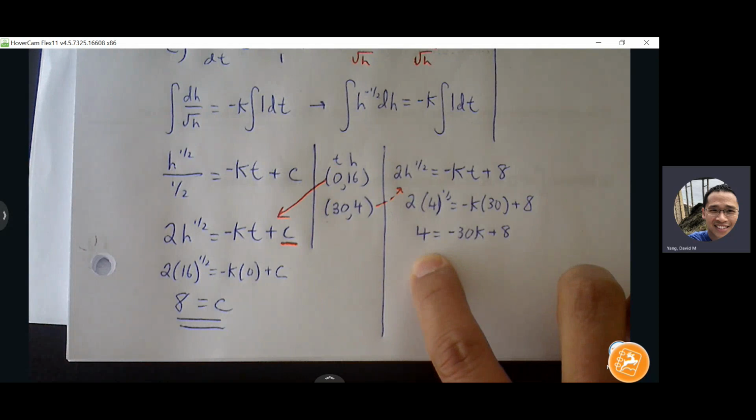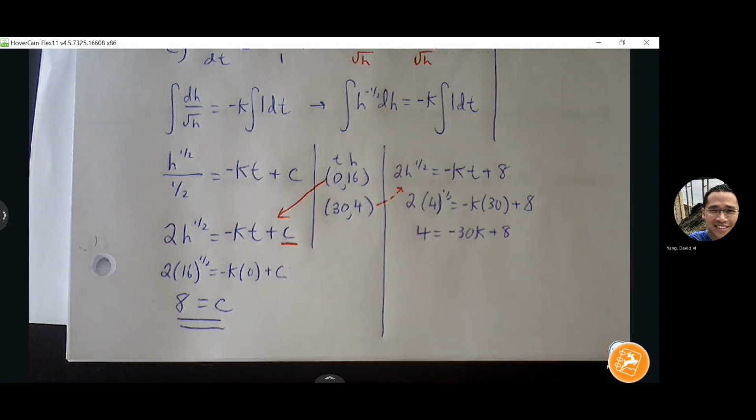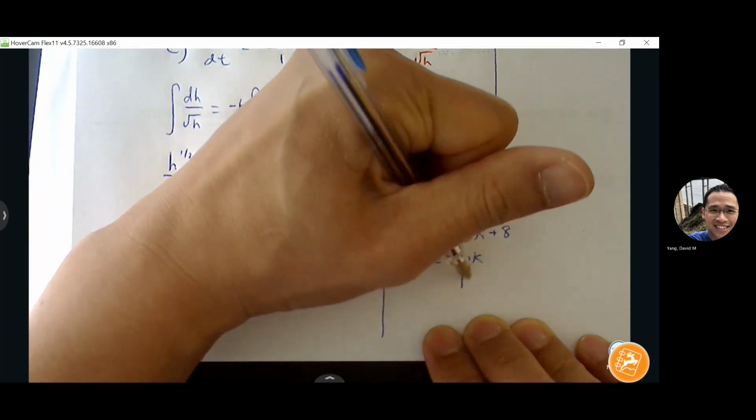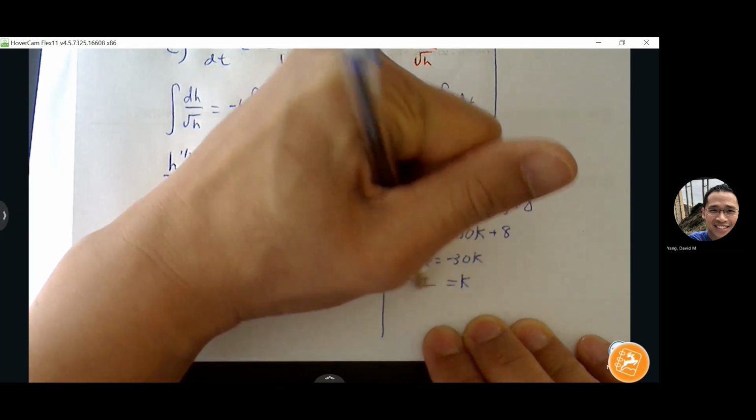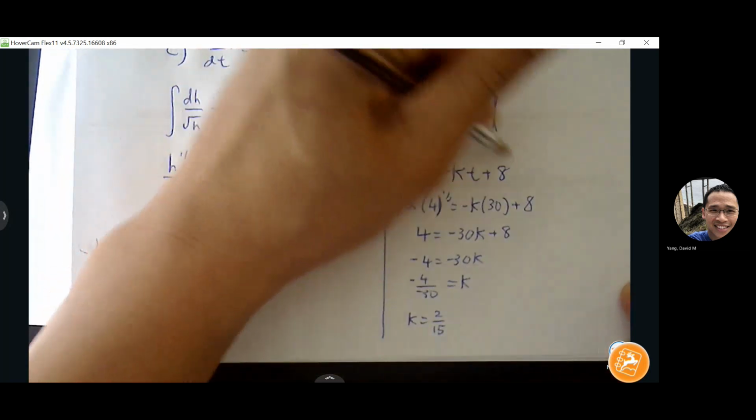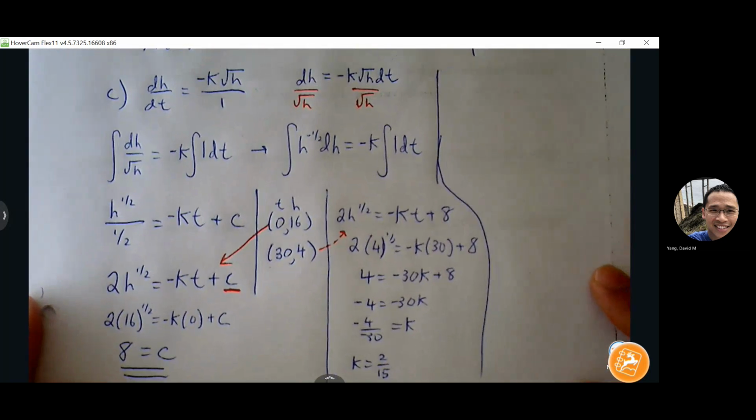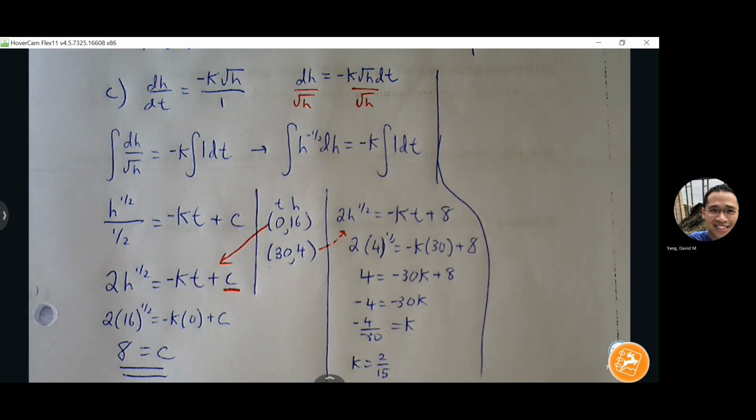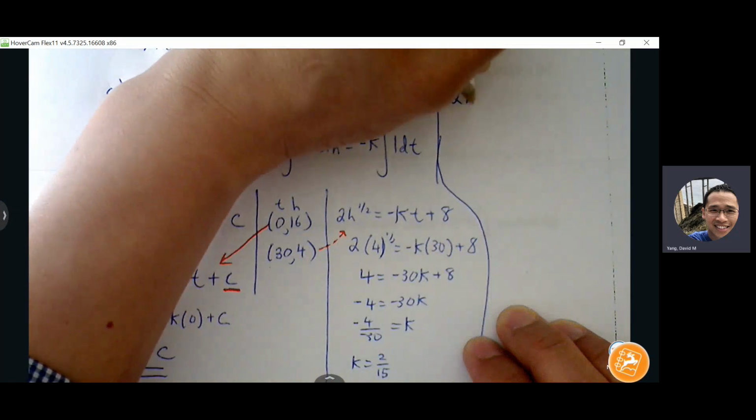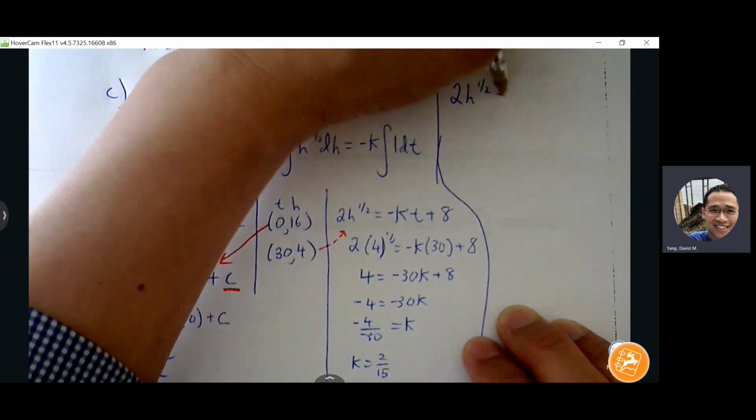Subtract 8 from both sides. Divide by 30. So we have our K value. Let's go back to where we make that substitution. And now we should be in the clear. Now the only thing that's left to do is to solve for H.